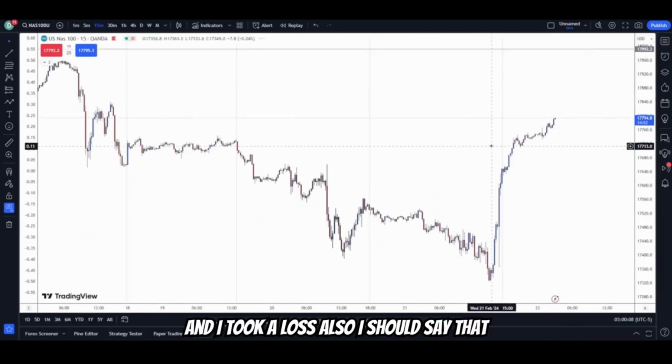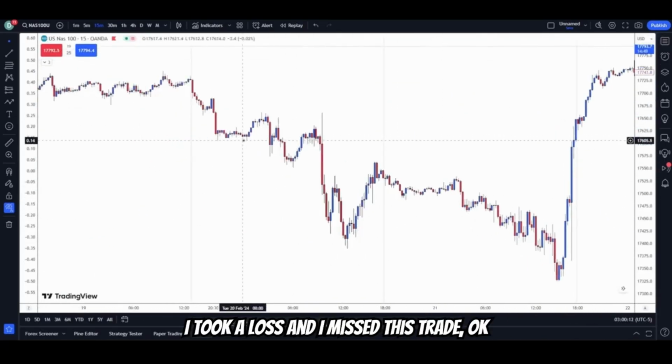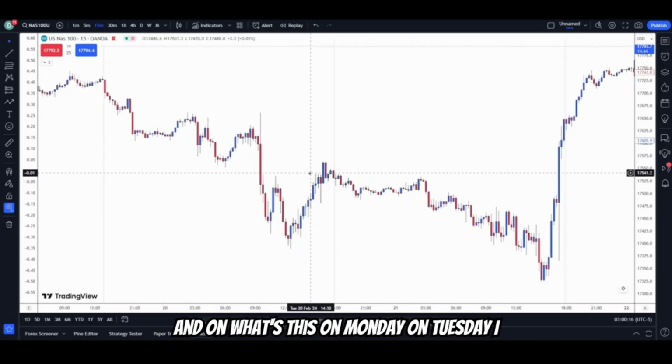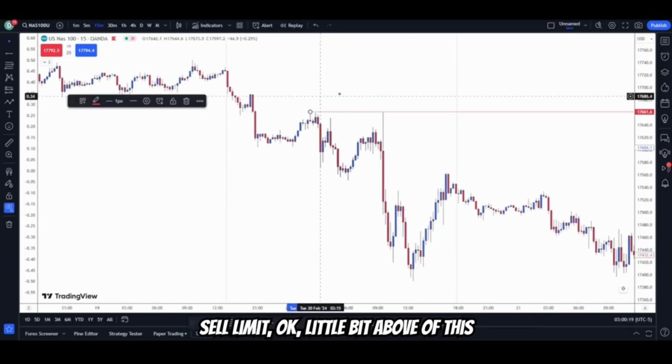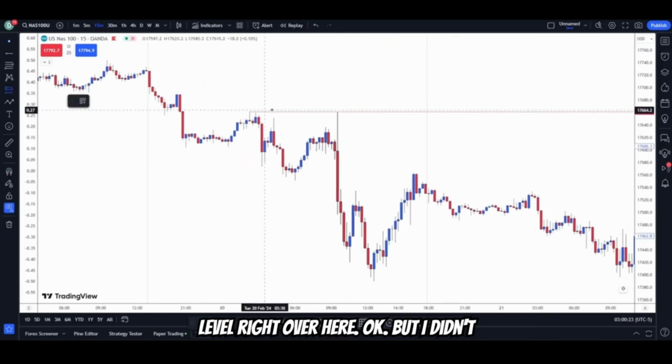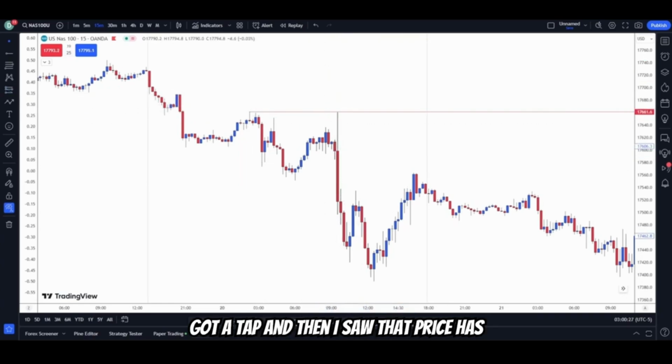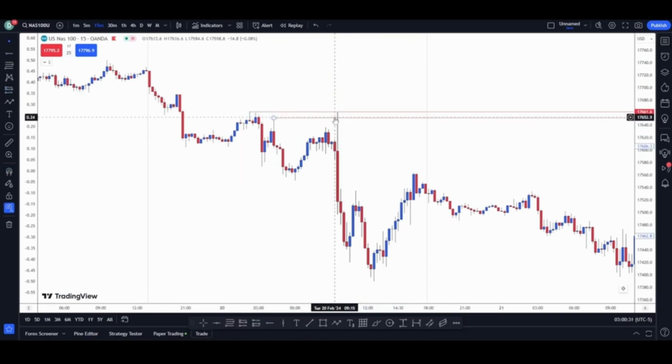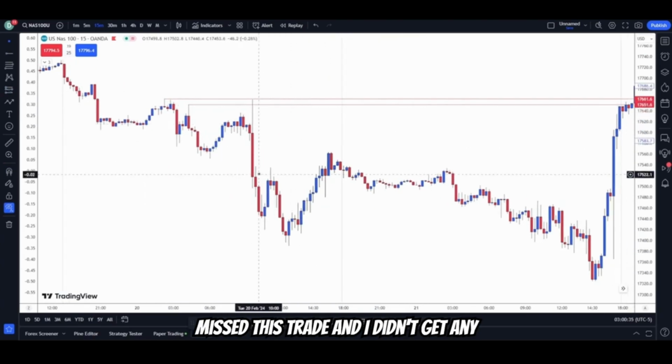And I took a loss also, I should say that I took a loss, and I missed this trade. On Tuesday I missed this trade, and I placed my buy limit a little bit above of this level right over here. But I didn't get a tap, and then I saw that price has already gone above of this level, right? So that's why I missed this trade. And I didn't get any entry afterwards.